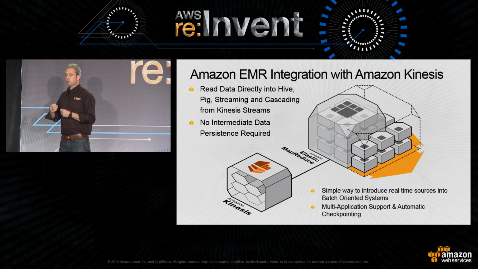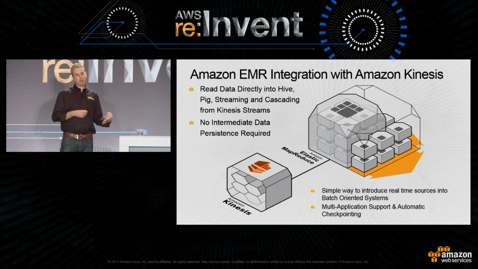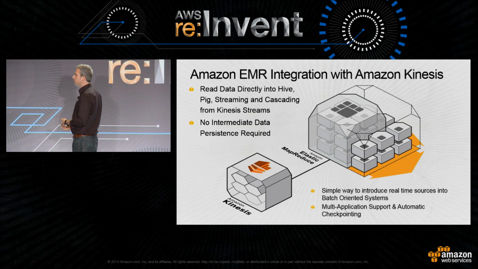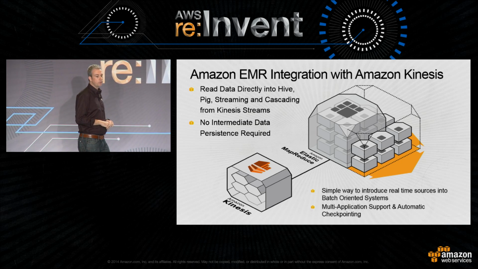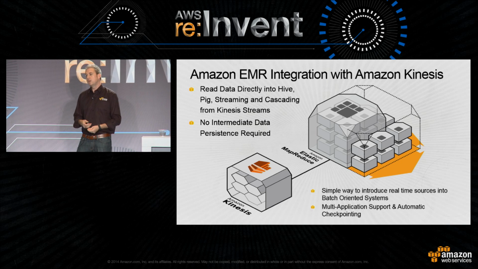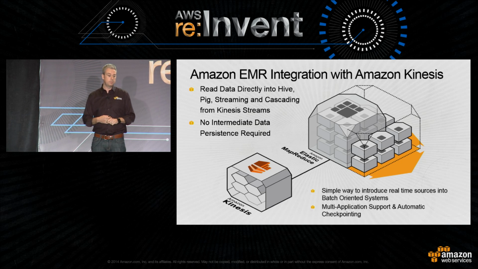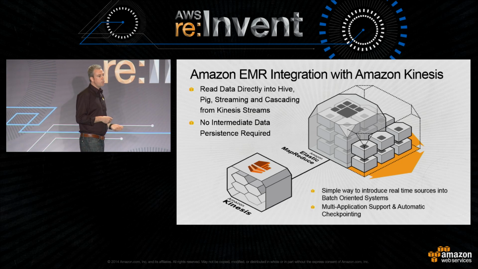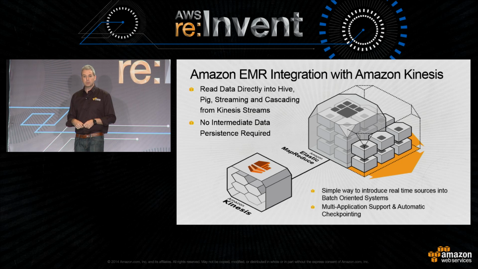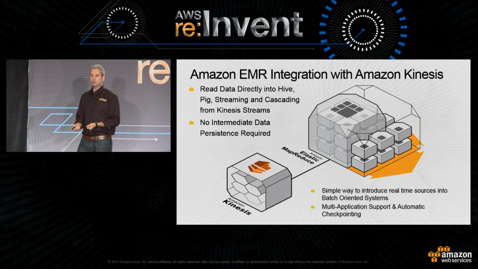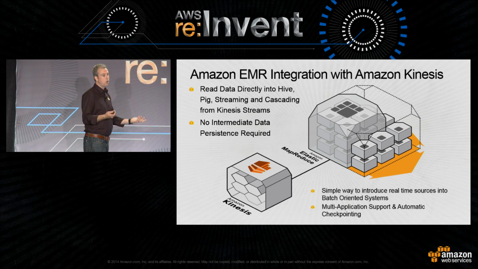EMR is also integrated directly with Kinesis. We can read data directly from a Kinesis stream into Hive, Pig, streaming, cascading, with no intermediate data storage. There's no S3 and no HDFS involved. And it's a very, very simple and nice way to introduce streaming data into what is formerly a batch-based system. It means you can move from file-based transport to stream-based transport without having to change your Hadoop jobs. And then in time, you may rewrite those Hadoop jobs as Spark streaming, Kinesis-enabled applications, or something else.